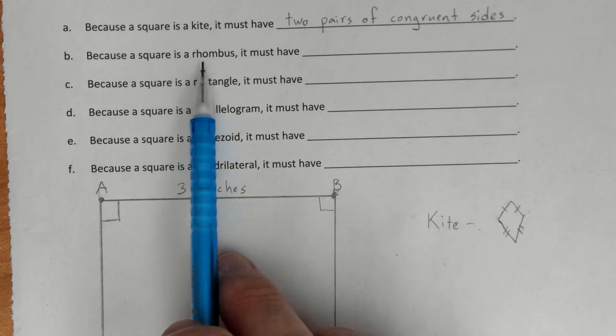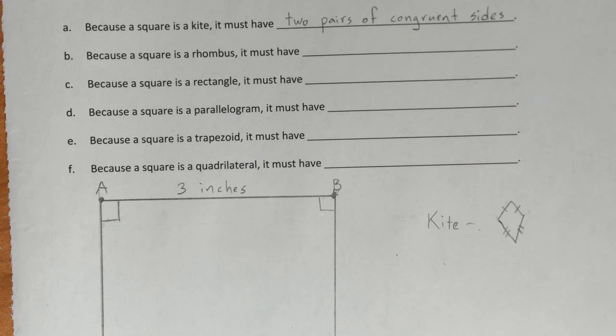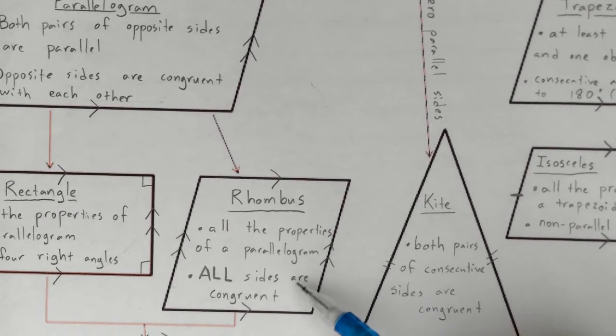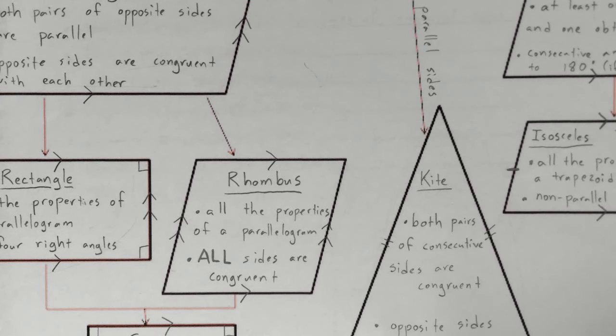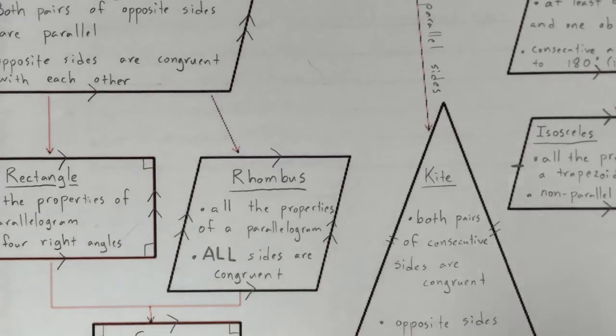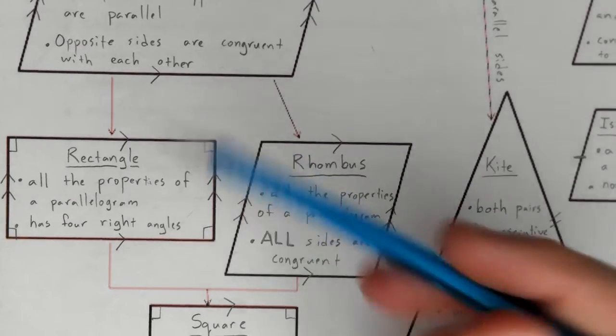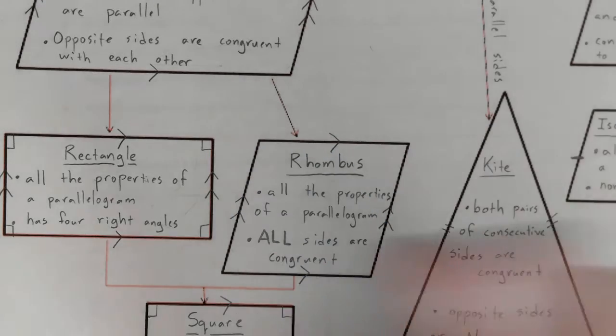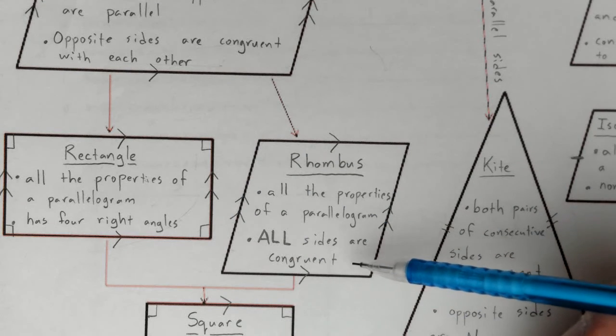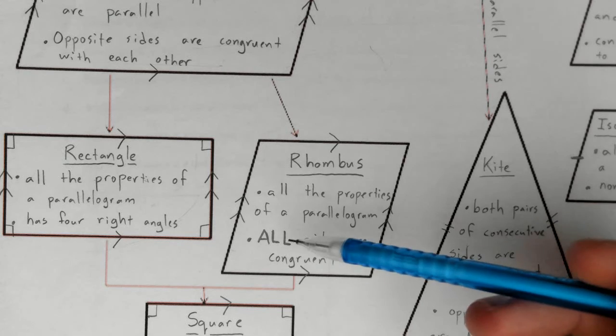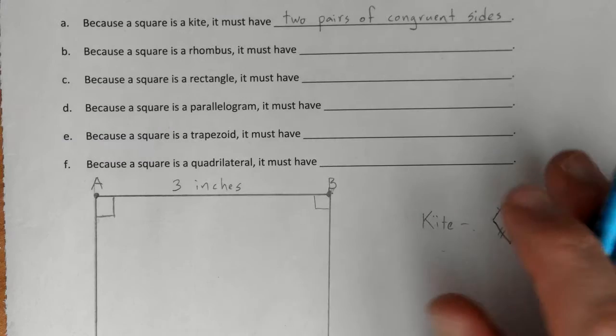Because a square is a rhombus. It's true, it is a rhombus. What makes it a rhombus? Well, a rhombus has all sides that are congruent. That is the one big thing that is unique to a rhombus. Now, all the properties of parallelogram, well, so does a rectangle, so does a parallelogram. The one thing that is special to the rhombus, all sides are congruent.